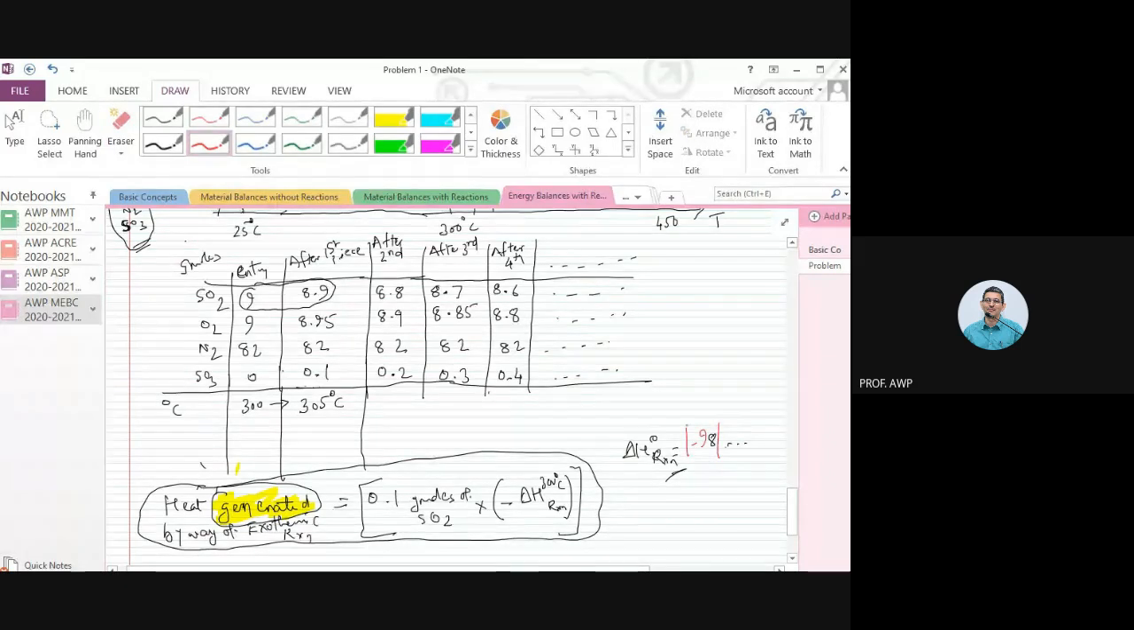Do you agree with that? So rather than writing mod, can I just say it is minus delta H reaction? Or if you don't like this minus of delta H, can we just simply say it is the mod of delta H at 300 degrees centigrade for the reaction? Absolute mod is the value, right? The minus sign is just indicating to us that it's an exothermic reaction, heat is generated. Do you agree with that?